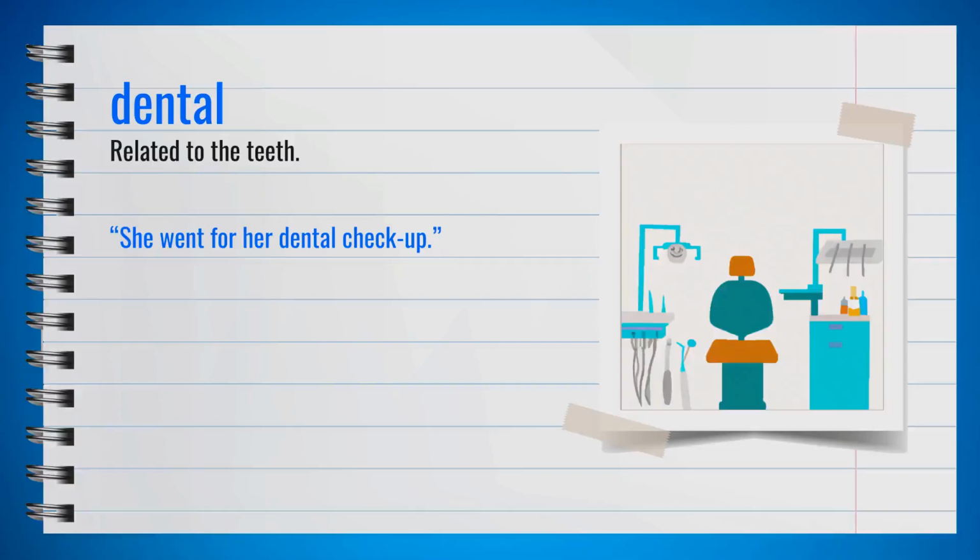The word dental is an adjective. It is spelled D-E-N-T-A-L. It means related to the teeth. The correct pronunciation is dental. For example, she went for her dental checkup. Synonyms include teeth-related or tooth. In summary, dental pertains to anything associated with teeth.